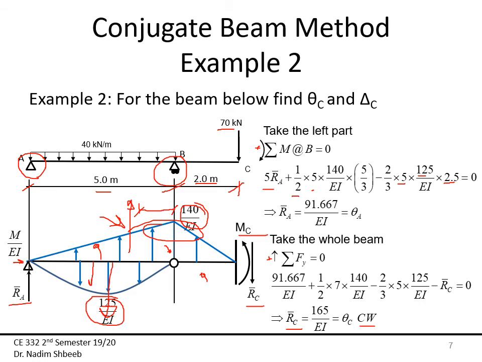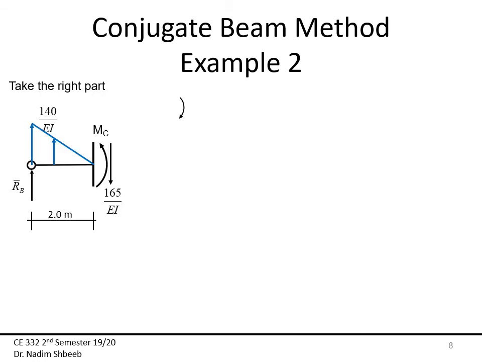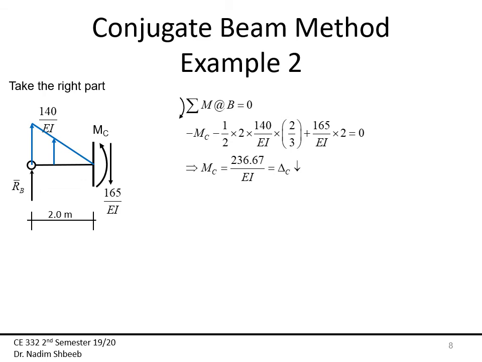Okay. So now I can take the right part, since the only unknown here is MC. So here I'm going to take the moment about B equal to 0. This is going to be minus MC. Again, this is the positive direction. This is minus MC minus 1/2 times 2 times 2 times 140 over EI times 2/3 plus 165 over EI times 2, which is this one right there. So MC is equal to 236.67 over EI, and since it is a positive moment, then delta C is pointing downward as before.